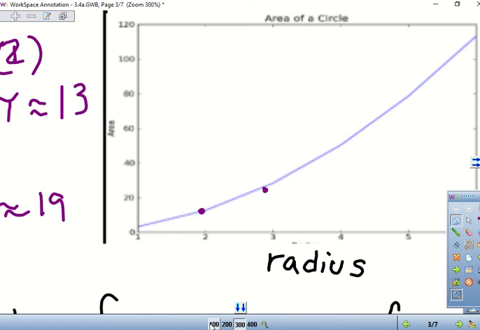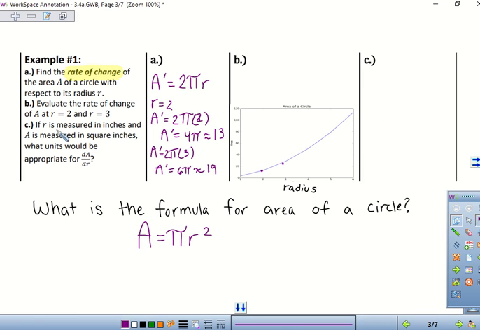And then lastly, it says here, if r is measured in inches and A is measured in square inches, what would be the appropriate units for the derivative of area with respect to the radius? So this, you treat it like division, okay? So area is inches squared, and radius is in inches. What would be inches squared divided by inches? It would just be inches, right? So the appropriate units for the derivative would be inches. So any questions about that?